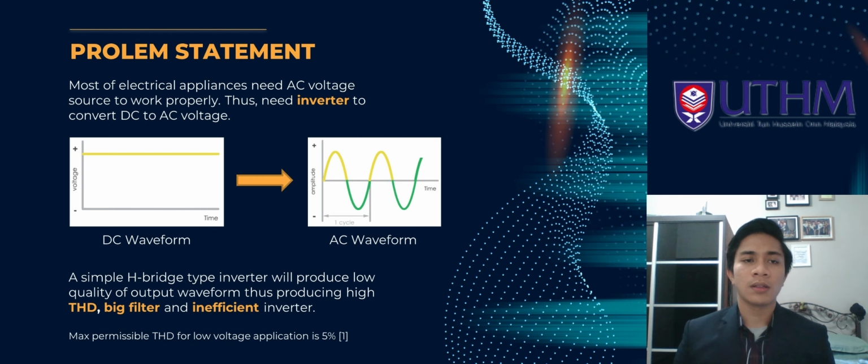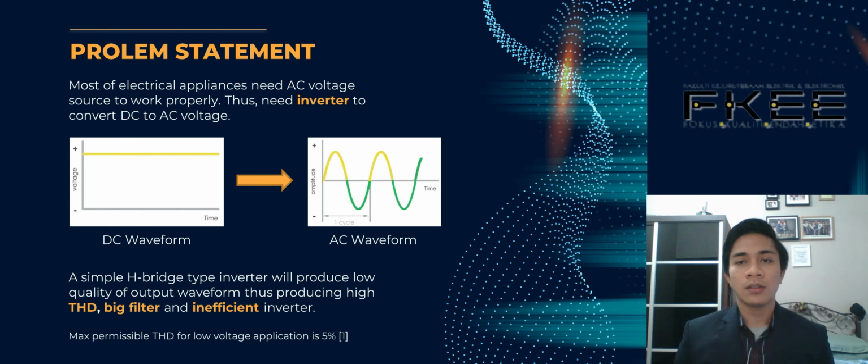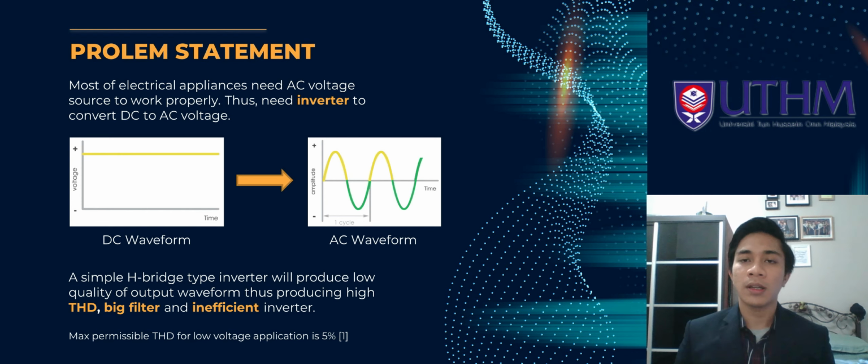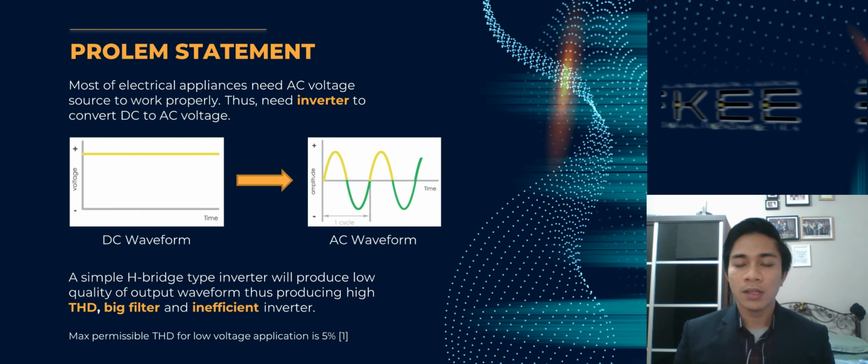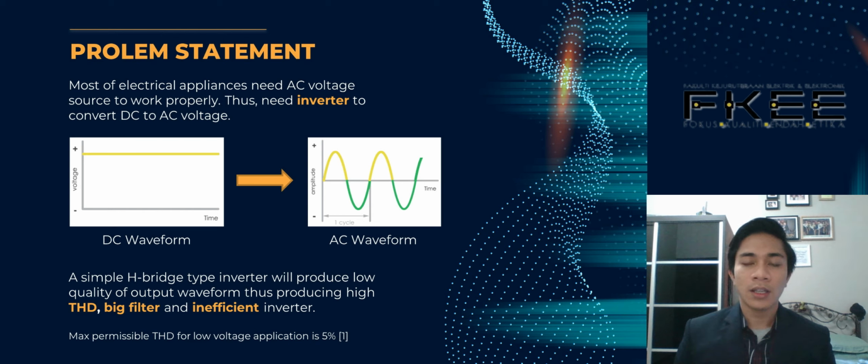The problem statement is, most electrical appliances need an AC voltage source to work properly. This is why an inverter is required in this power pack system. What is an inverter? An inverter is actually a converter that converts from a DC to AC voltage. As you can see here, this DC waveform is being converted into an AC waveform, which is sinusoidal.